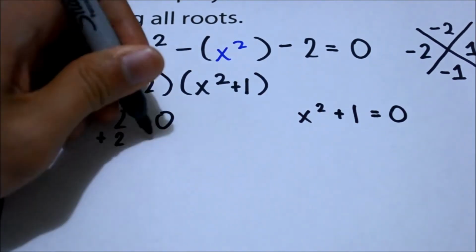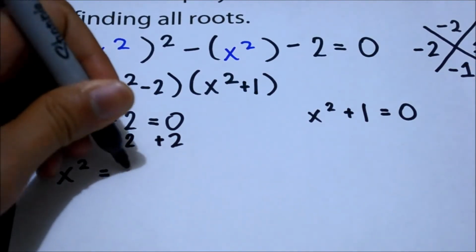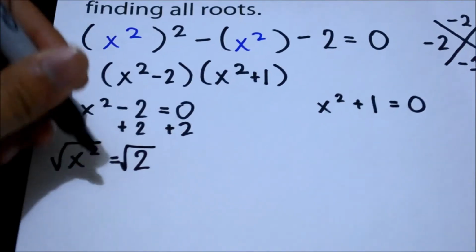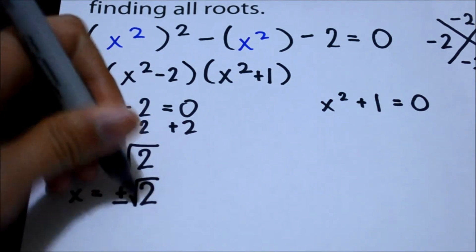Plus 2 on both sides. It will become x squared equals 2. Apply square root on both sides and it will become x equals plus or minus square root of 2.